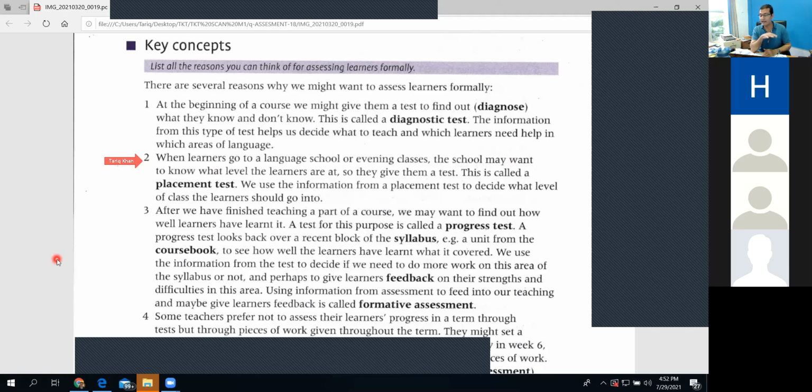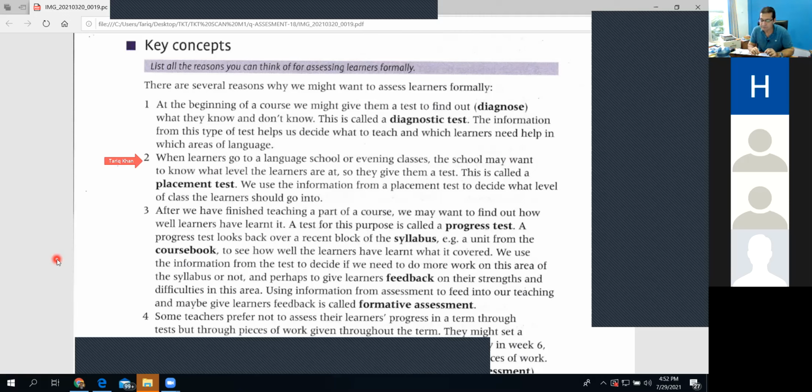Whereas the diagnostic test is, you give this test to see how much a person knows as a whole about the language. All right, that's the basic difference.